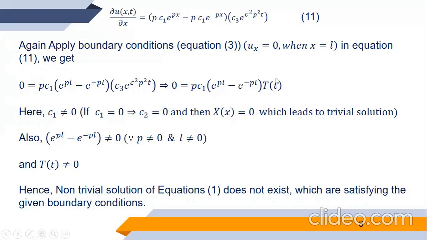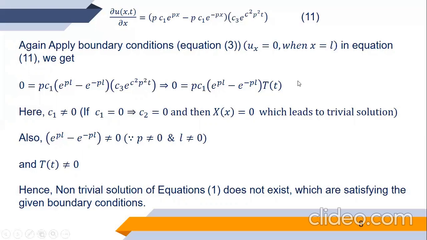Now T of t we can't consider 0. This term is never 0 because p is not equal to 0 and the length is not equal to 0. So for the exponential function, e raised to pL minus e raised to minus pL is not equal to 0. C1 we can't consider 0, because if we consider c1 is 0, we know that c1 is equal to c2, so therefore c2 is 0, and if c1 and c2 both are 0, then the solution X of x is 0, which leaves the trivial solution.